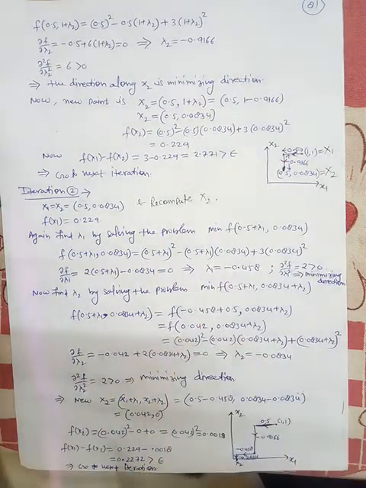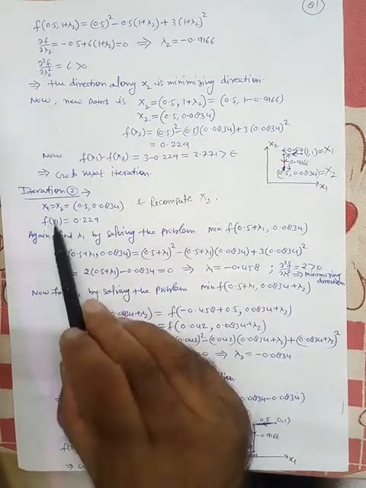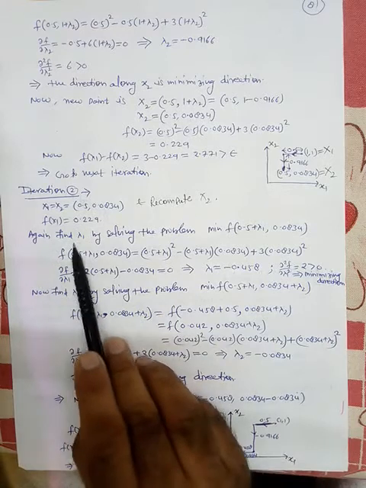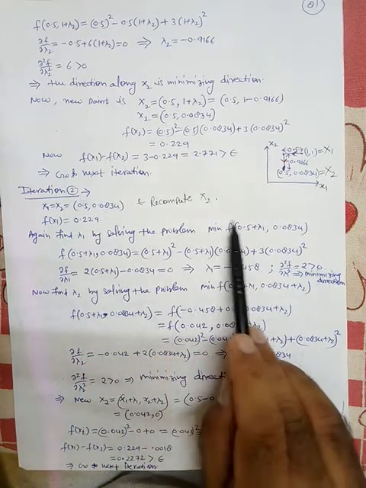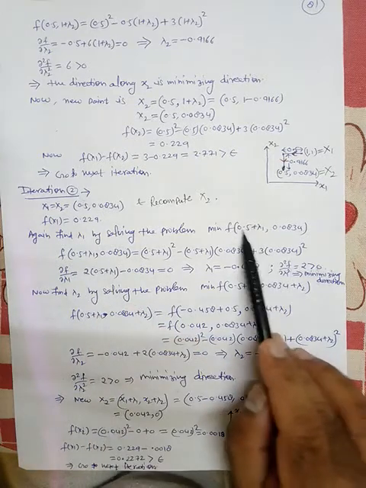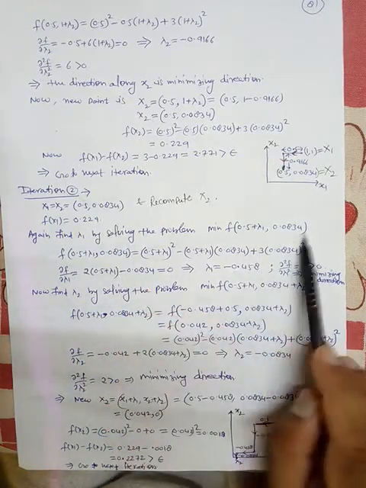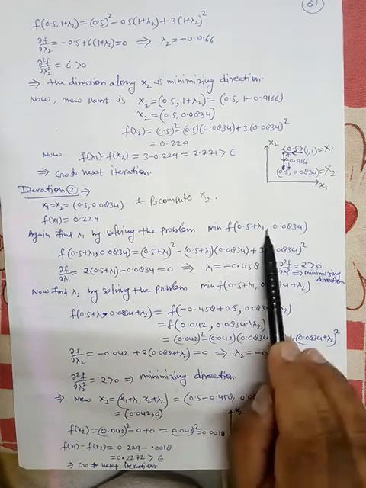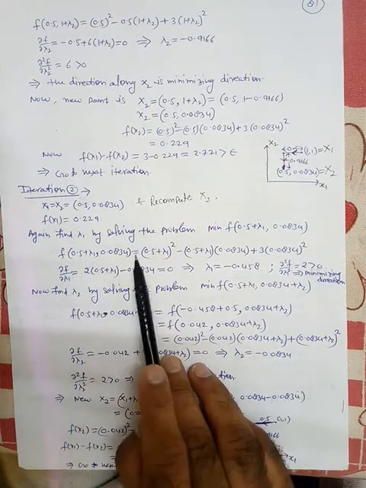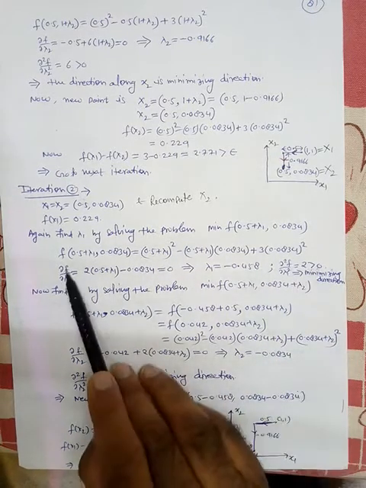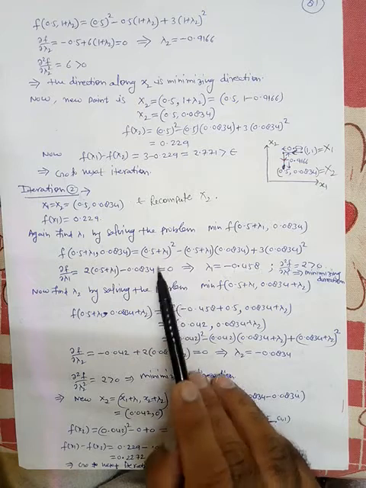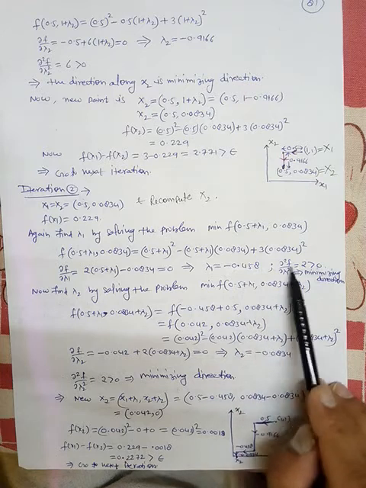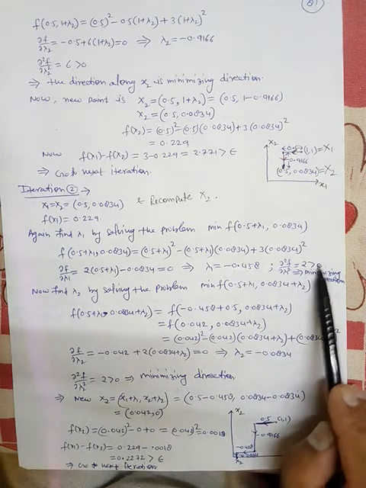Now f of x1 will be this value 0.229, and again find lambda 1 by solving the problem minimum of f(0.5 plus lambda 1, 0.0834), where x2 is the same and the increment is done in the x1 direction. Now find the functional value at this point. Now del f by del lambda 1 equal to 0. After solving, we get lambda 1 is minus 0.458, and the second derivative of f with respect to lambda 1 is 2, which is greater than 0.